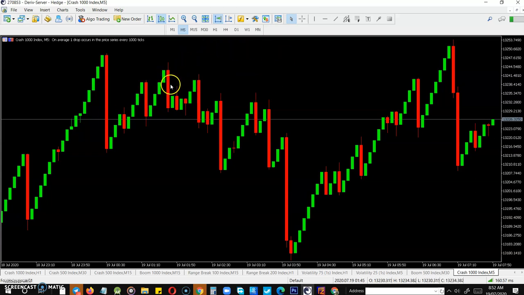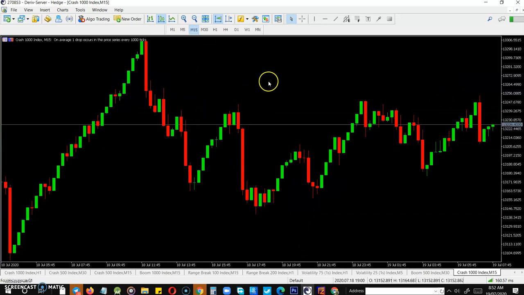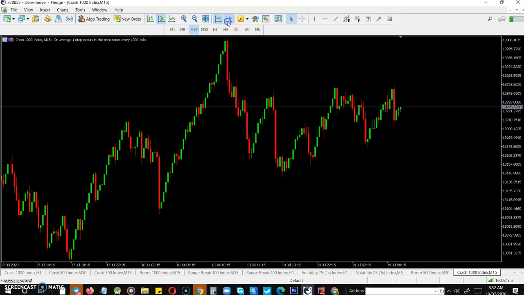Now we want to begin with 5 minutes. Okay, let's go to 15. Let's go to the 15 minutes time frame. Now when you look at this, this is the 15 minutes time frame. How do we identify support and resistance? These are the tools we'll be using to analyze the market. We use this draw trend line tool to analyze the market.